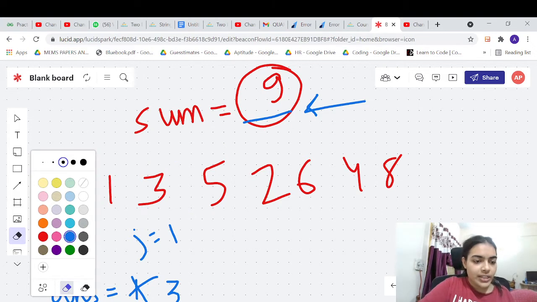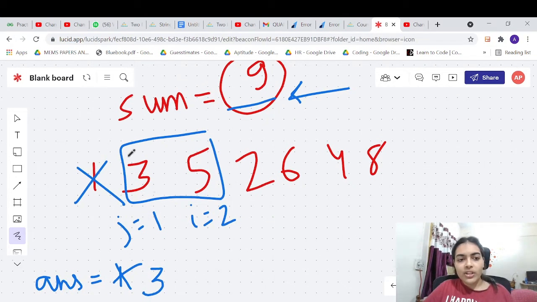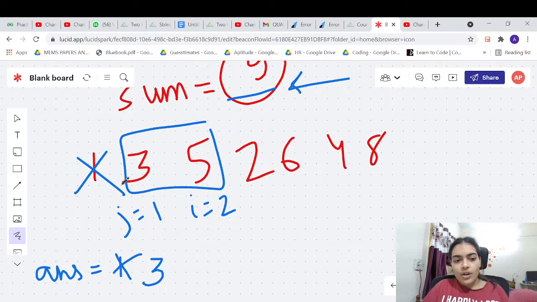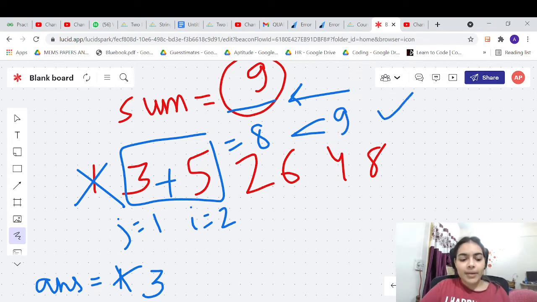So let's come back here. j is equal to 1, I is equal to 2. So we have removed the first element because we already checked all subarrays previously and it was giving us a greater sum. We don't want that, right? So we want to stay within the limits. So in this case, this subarray has a sum 3 plus 5, which is 8. Now 8 is less than 9, right? So this subarray is a good subarray.